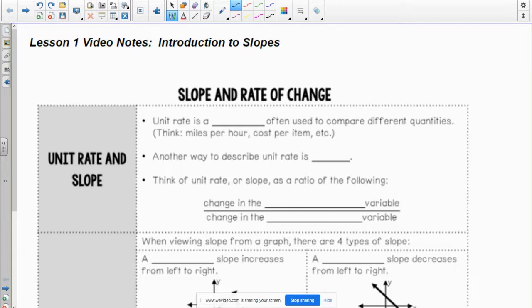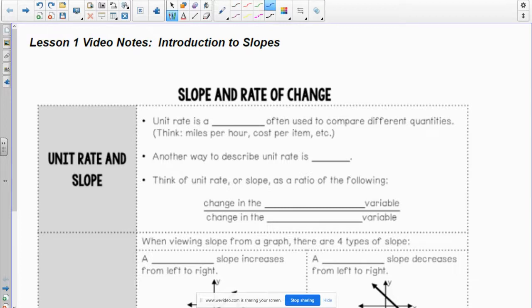You can think about the slope of your roof, the slope of a ramp, lots and lots of different places that we use the idea of slope. So it's kind of like the amount of increase or decrease a straight line has. So we're going to start right away with some vocabulary words here.